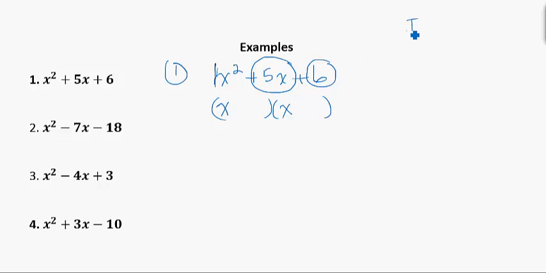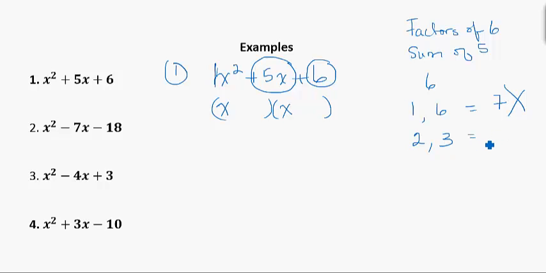So what I would do is look for factors of 6 that give us a sum of 5. The factors of 6 are 1 and 6, and 2 and 3. If we add 1 and 6 we get 7, so that's not going to work. Add 2 and 3, we do get 5. So because this has a leading coefficient of 1, we can write these binomials as x plus 2 and x plus 3. Both of these are positive, because when we add a positive 2 and a positive 3 we get a positive 5. When we multiply a positive 2 and a positive 3 we get a positive 6. So this is our factored form.